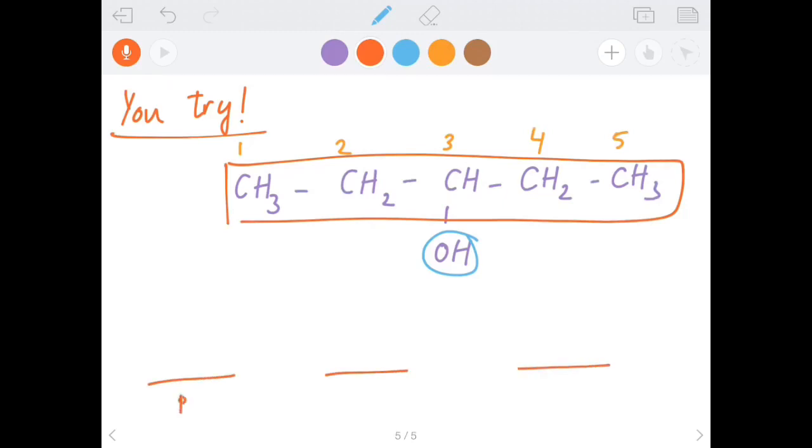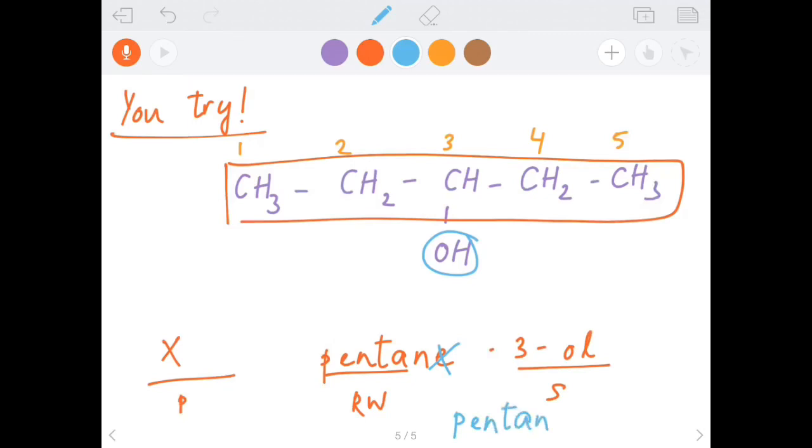There we go, that is the format. We have a prefix, we have a root word, and we have a suffix. Since there's no substituent outside the chain, I'm going to ignore my prefix. My root word is going to be pent. My suffix is going to be -ol at the third position. So the word is going to be pentan-3-ol. Sometimes certain books also just call it 3-pentanol.